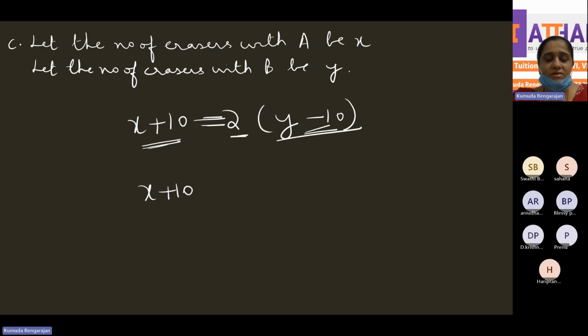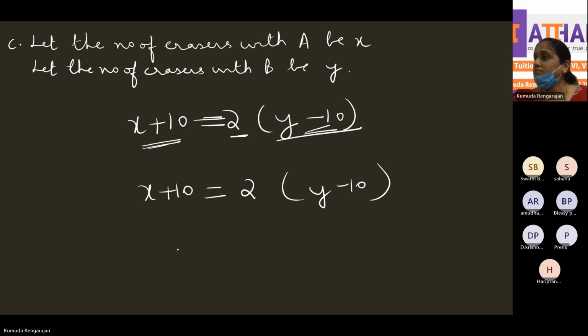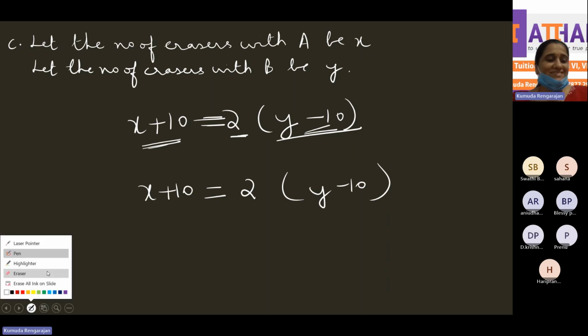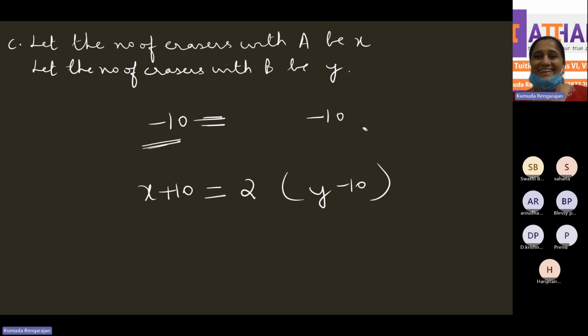This is A, which has twice what is left with B. Correct? Even the 6th standard students are nodding their heads.